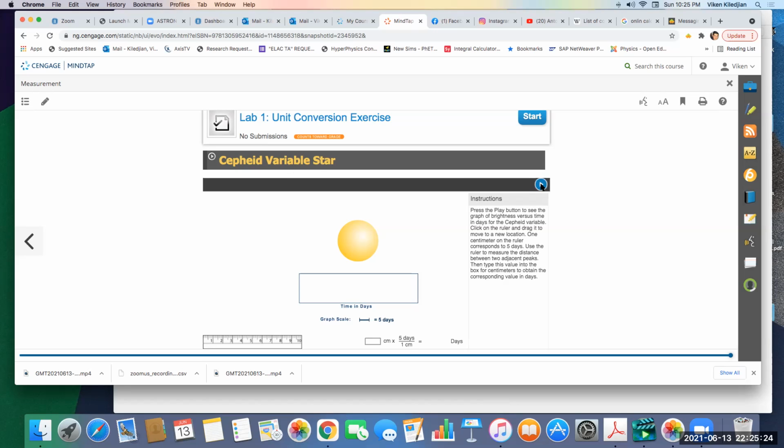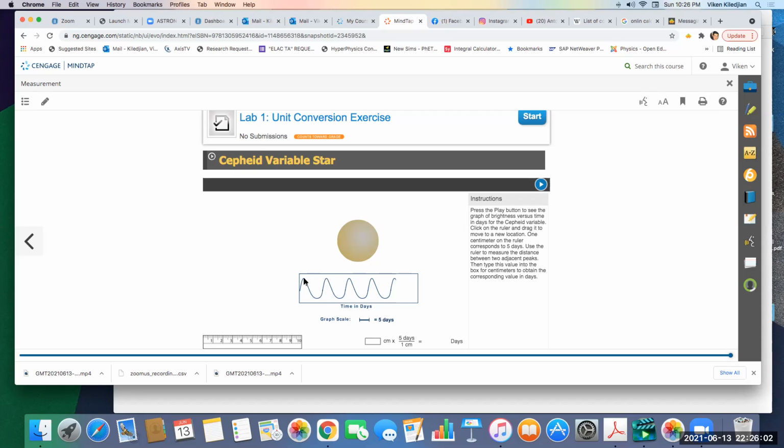So then we press play. You see how it's brightening, dimming, brighten, dim, bright, dim. So every time the brightness is going up, it's getting bright. Every time this thing is going down, it's getting dimmer. So I can stop this at any point. And what it's telling us here is that 1 centimeter of this scale, it's already giving us the scale. It's telling us that that represents 5 days, the graph scale. So 1 centimeter from here to here represents 5 days.